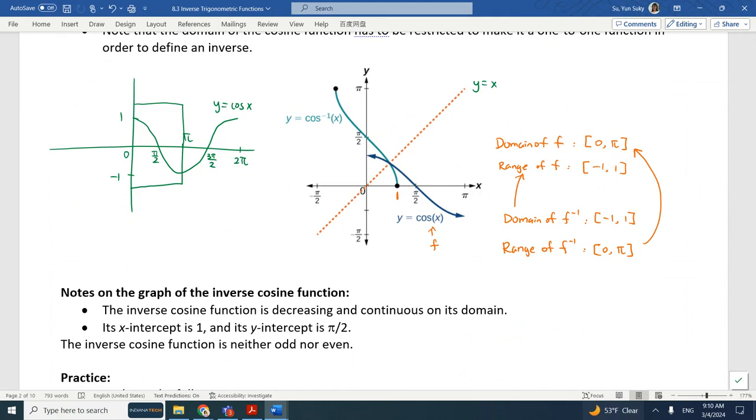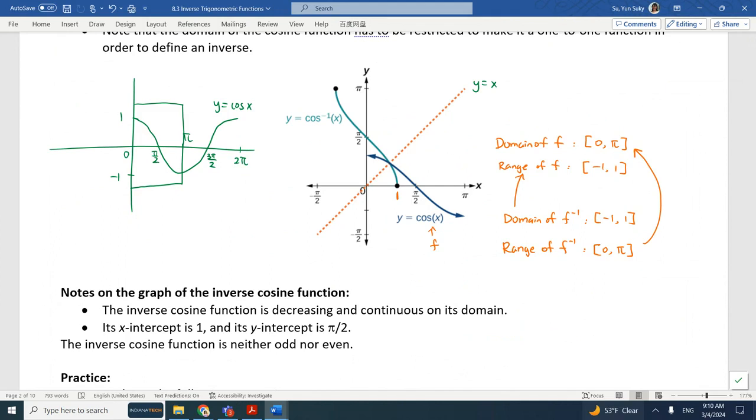Because look at this. Is it a mirror image with respect to the y-axis? No, right? It's not symmetric with respect to the y-axis, because give me any point on the graph, you flip it over, it's not on the graph. Yes? And is it symmetric with respect to the origin? Give me a point here, and I rotate 180 degrees. Is it on the graph? No. So this is neither odd nor even.